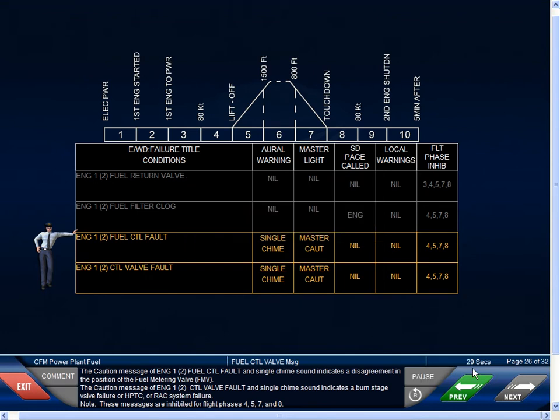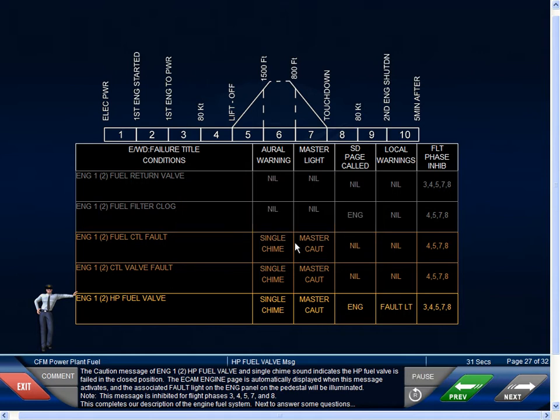The caution message of engine 1 or 2 fuel control fault and single chime sound indicates a disagreement in the position of the fuel metering valve, or FMV. The caution message of engine 1 or 2 control valve fault and the single chime sound indicates a burn stage valve failure, or HPTC, or RAC system failure. Note, these messages are inhibited for flight phases 4, 5, 7, and 8.